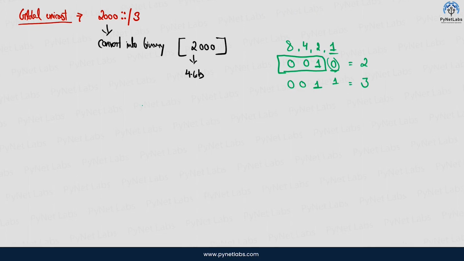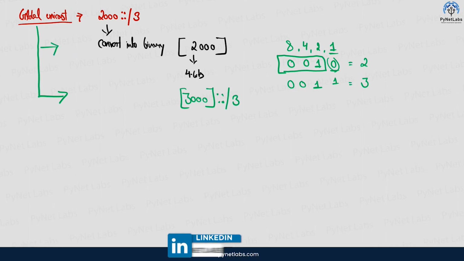So any address which starts from 2 or 3, like 2000 or 3000, will be considered as your global unicast IP address. In simple terms, this is the public IP which is routable and which is basically used over the internet for communication. So this is what we got in here about the global unicast.